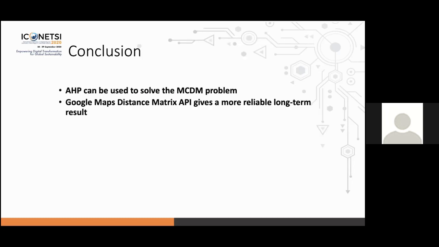However, in conclusion, AHP can of course be used to solve the MCDM, or multi-criteria decision-making, problem, and the Google Maps Distance Matrix API will always be the one to give more reliable long-term results. As I mentioned before, the Haversine formula does not take any obstacles into account. This marks the end of my presentation. Thank you.